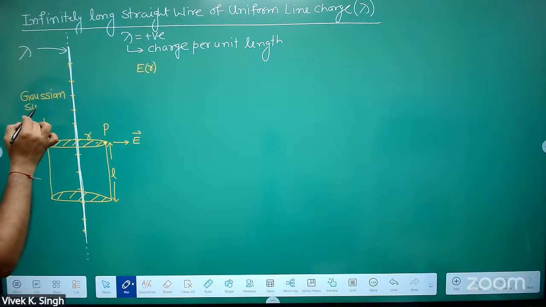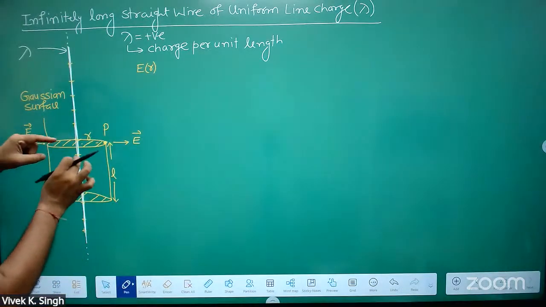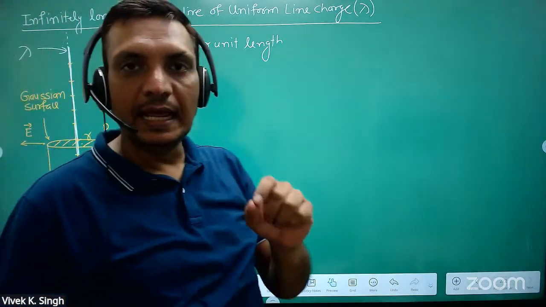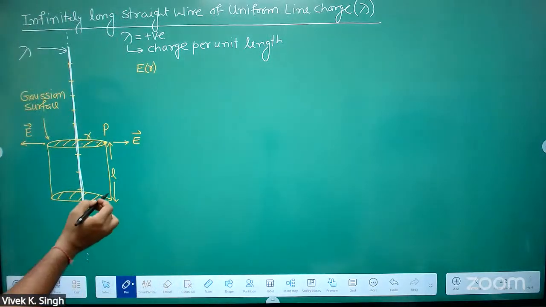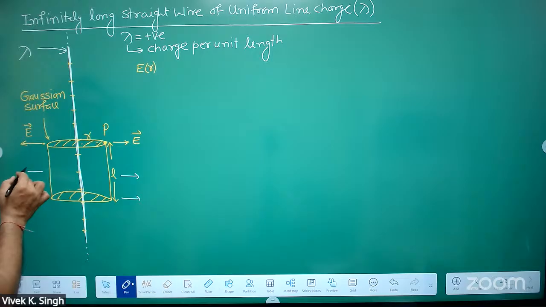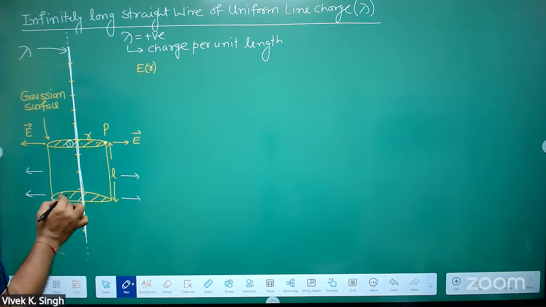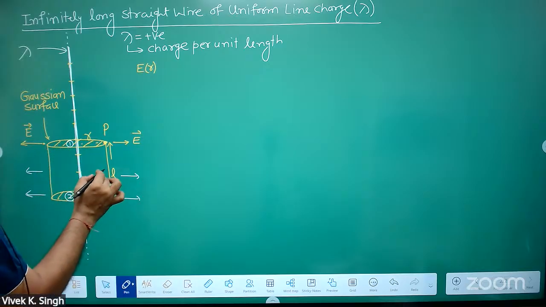Gaussian surface. और गॉसियन सरफेस क्या है? It's a cylinder of radius r, length L. और अगर आप हर पॉइंट पे इलेक्ट्रिक फील्ड देखेंगे, so this will be radially outward. So there are three surfaces: surface 1, surface 2, and this is surface 3.